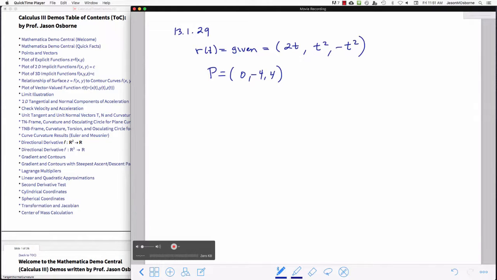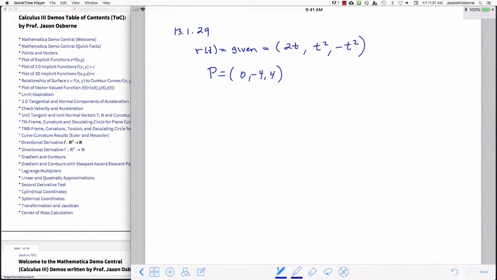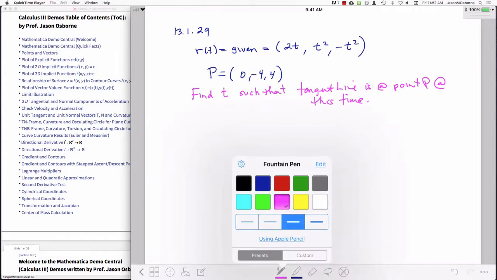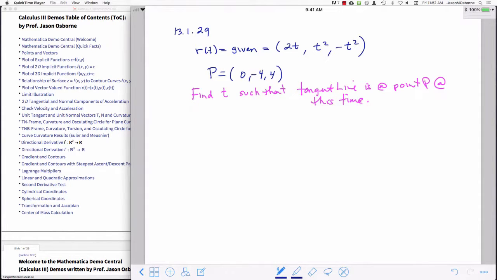We've been given a curve and we want to find a point, and the directions were to find the time such that the tangent line is at the point P at this time. Okay, so maybe just a sketch to even figure out what this question is asking.